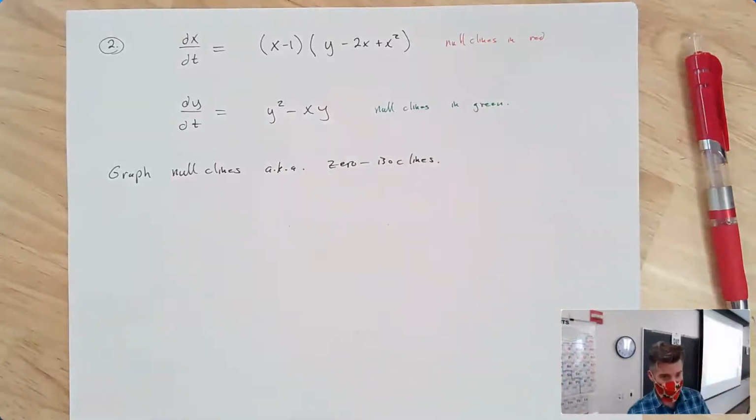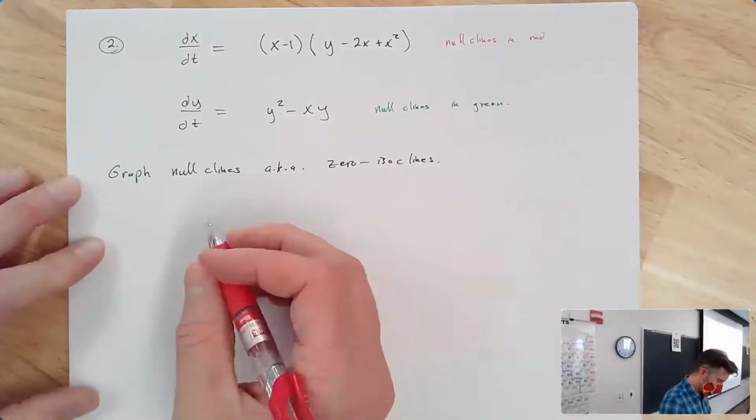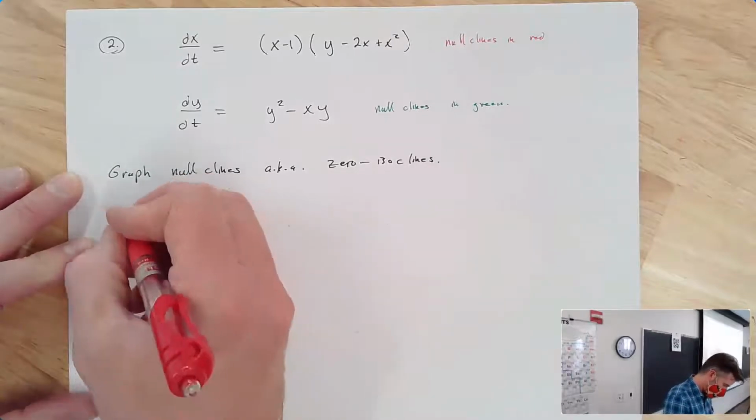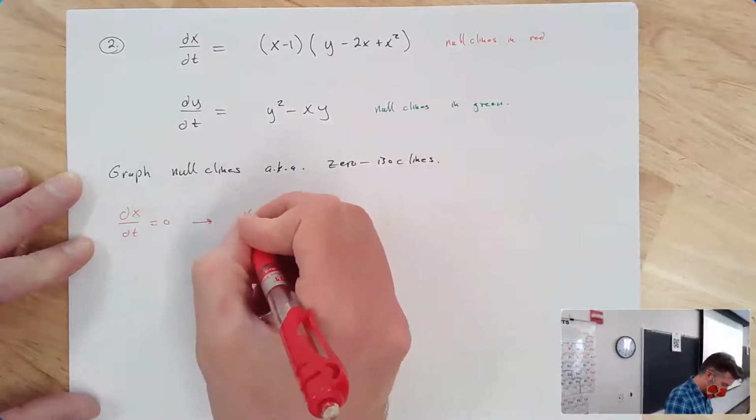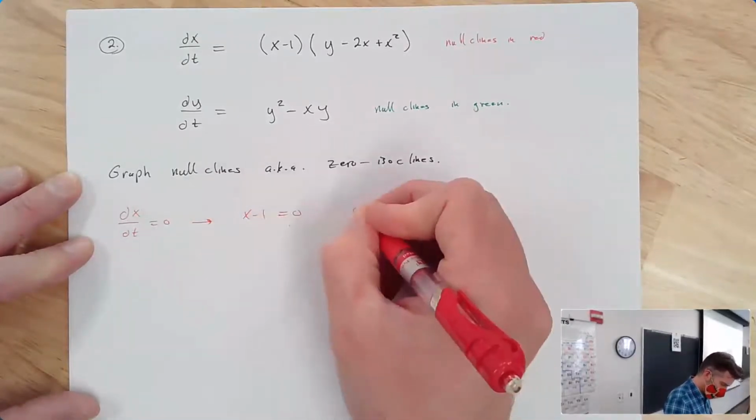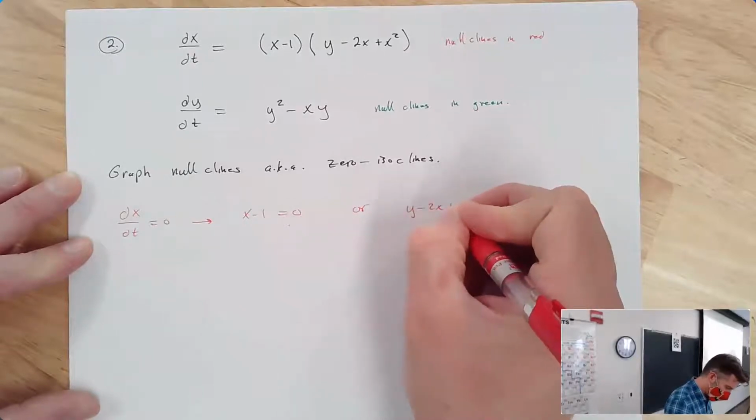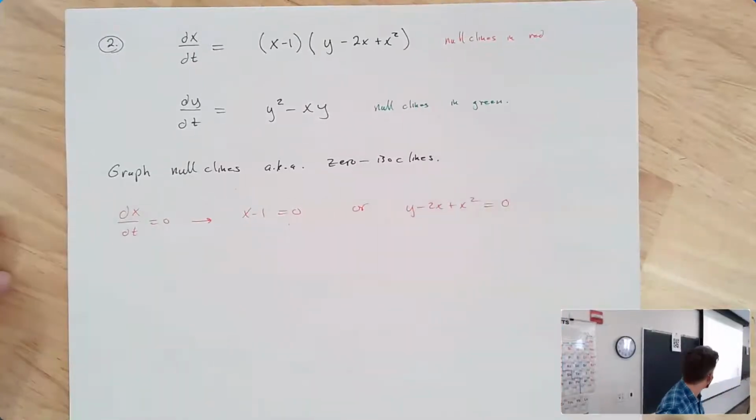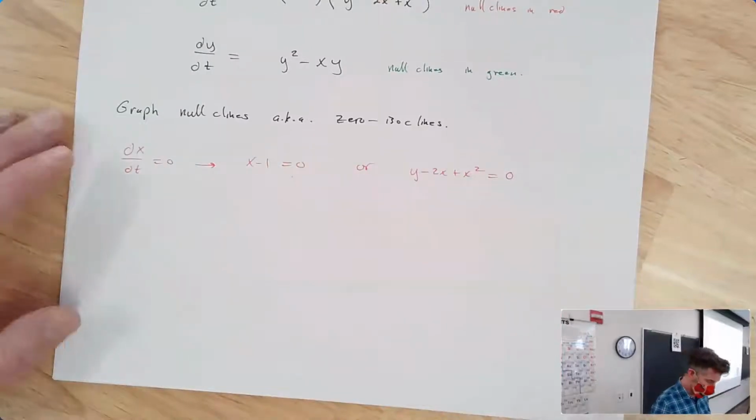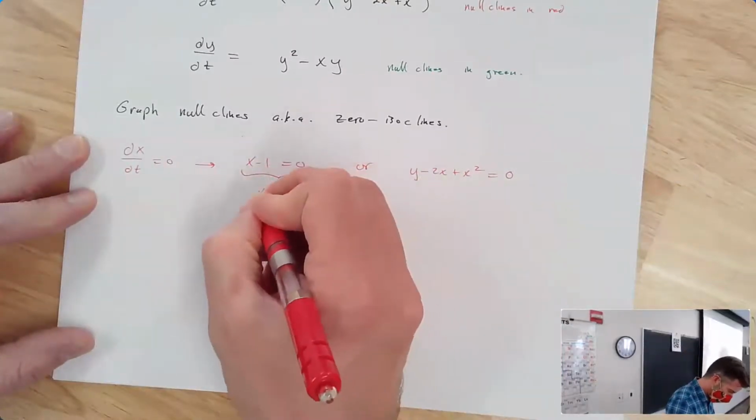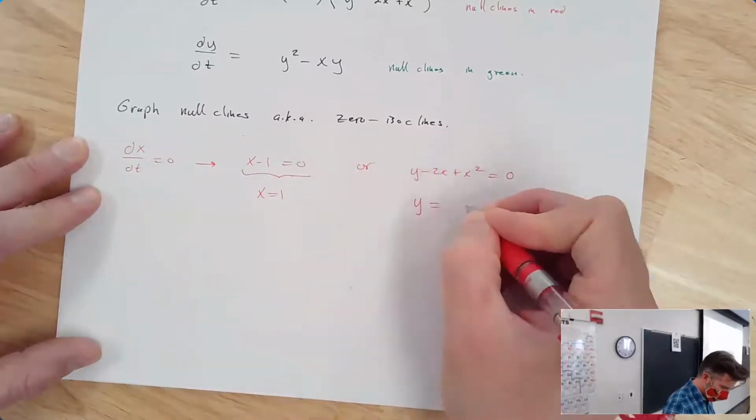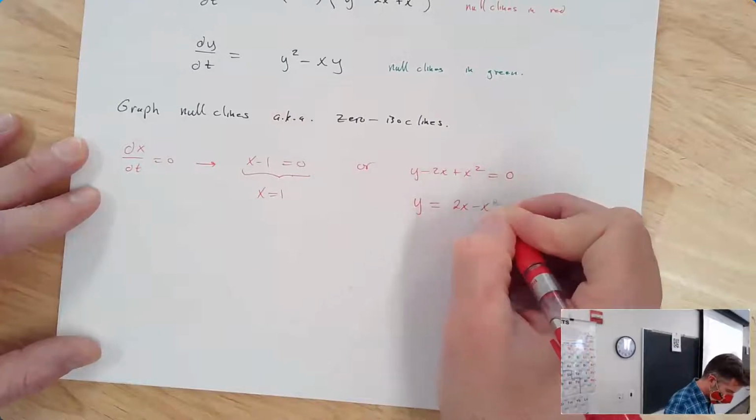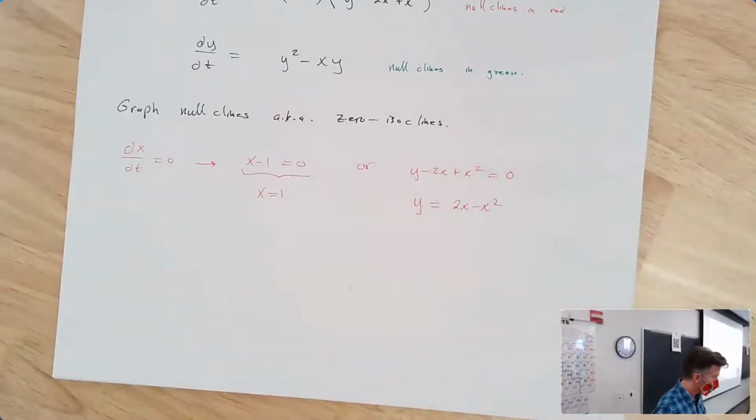So notably, I already factored the first one. So for the first one, it's going to give me either x minus 1 equal to 0 or y minus 2x plus x squared equal to 0. So my x nullclines are going to be the vertical line x equal to 1 and the parabola y equal to 2x minus x squared.